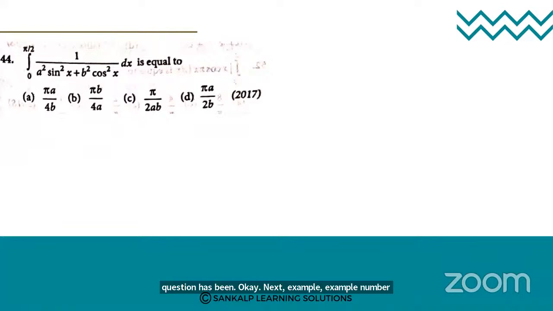Okay, example number 44. You can mark it as an important question. Most of the time they ask this question. So see, in the denominator we have 1 upon a square sine square x plus b square cos square x, dx. So here what we are doing is we are dividing by the second term of the denominator.